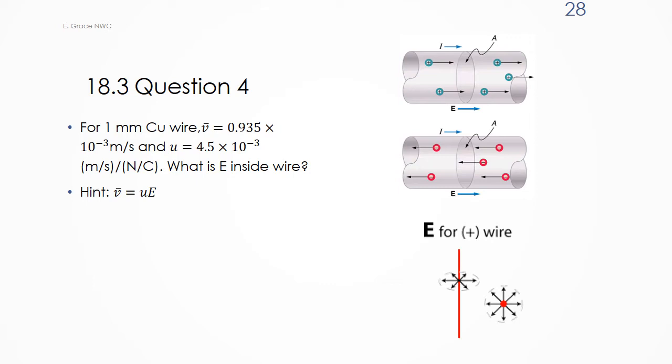For a 1 millimeter copper wire, the drift speed is equal to 0.935 times 10 to the minus 3 meters per second. And the electron mobility is equal to 4.5 times 10 to the minus 3 meters per second over newtons per coulomb. What is the electric field inside of the wire?